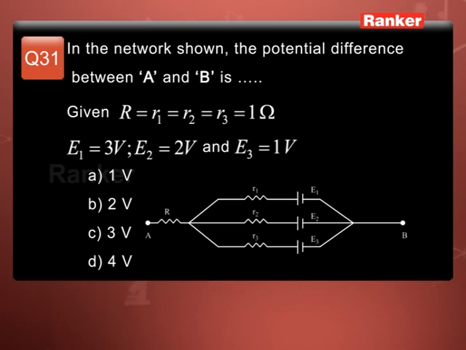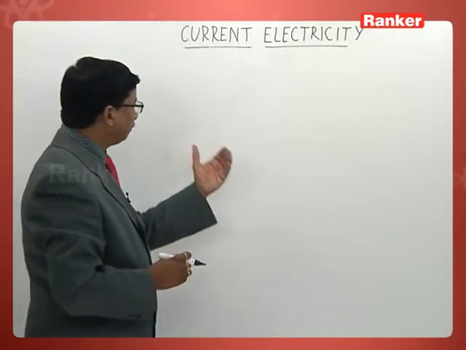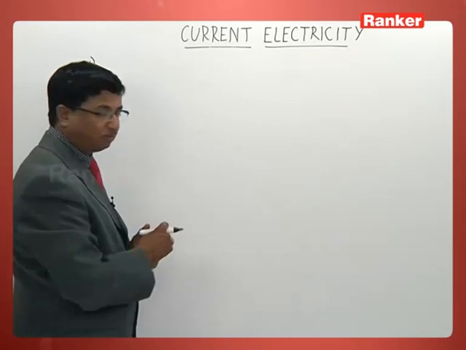What are the options given? Simply in the sequential order all numbers he has given. First option 1 volt, second option 2 volt, third option 3 volt, and fourth option 4 volt. Let me draw the circuit that has been given to us first.